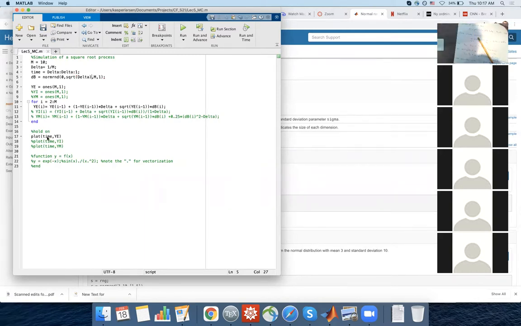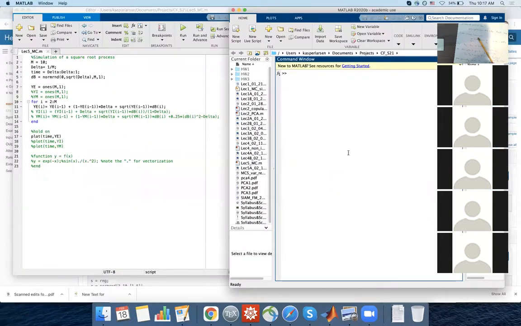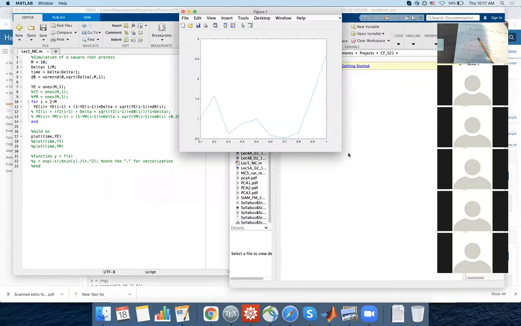So then we grow the path and then I plot it against time. Time is plotted on the x-axis, the interval is 0 to 1. Let's see if it runs. And here's a plot of the simulated Euler scheme for the CIR, or the square root process, the Feller process. The process starts out at 1, and then it runs like this.